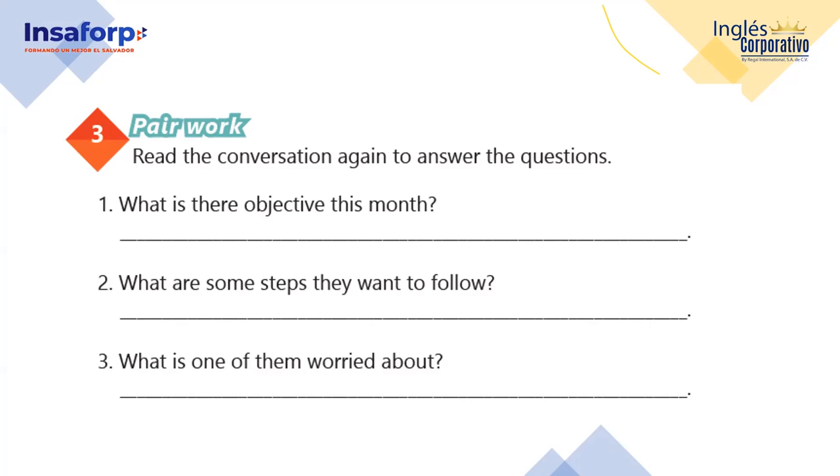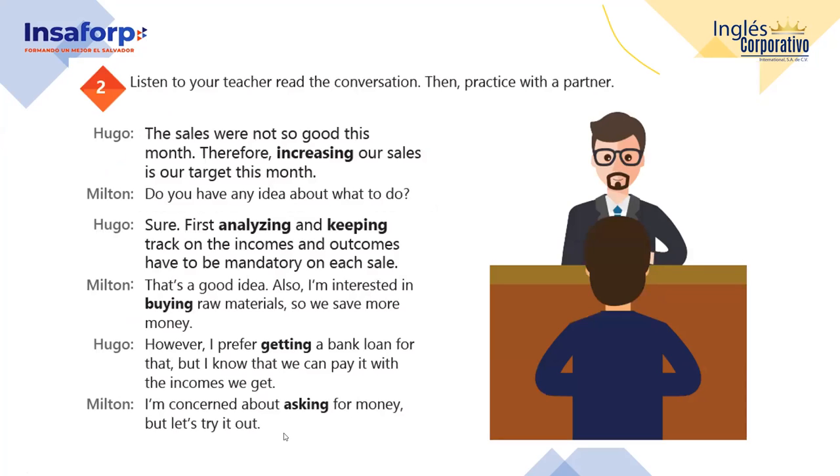What are some steps they want to follow? Analyzing and keeping track. And outcome. Okay. And what is one of them worried about? They don't have money. The sales. Yes. They want to sell, right? Because it says, I prefer getting a bank loan for that, but I know that we can pay it with incomes we get. So they are worried about the sales because they really need the money.